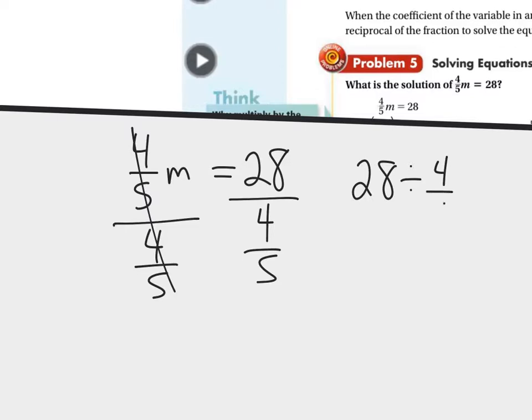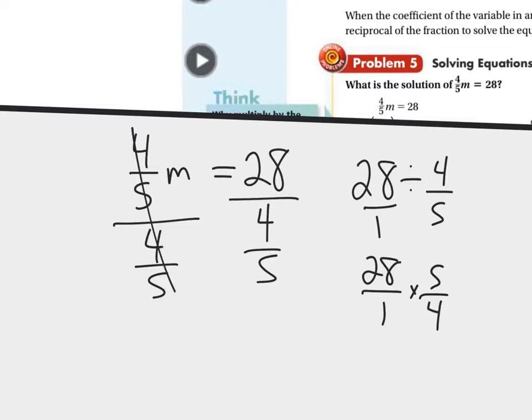Well, we're dividing by 4/5. Keep, change, reciprocal. Now we're multiplying by 5/4. If you look, that was what they did in the book on problem 5.